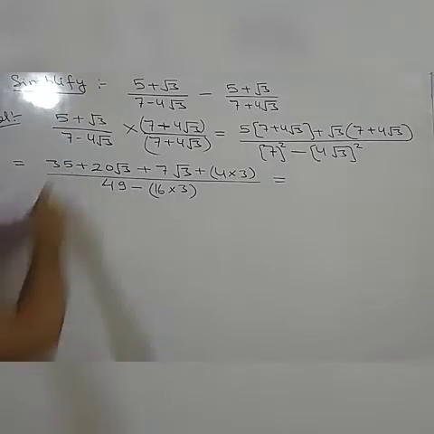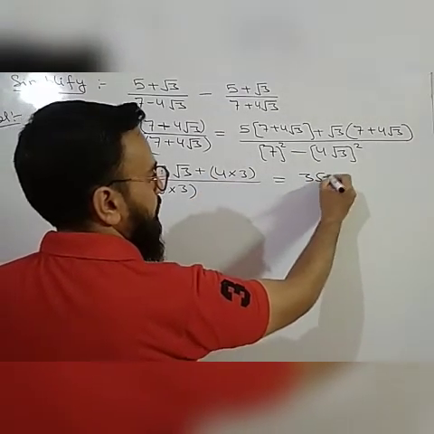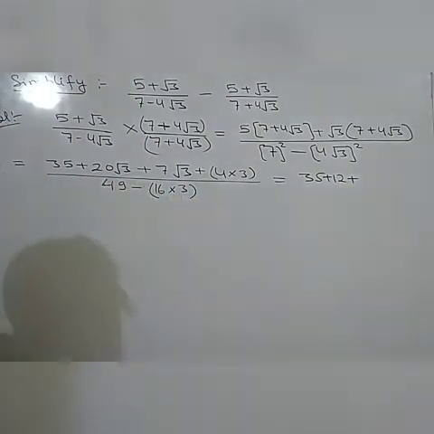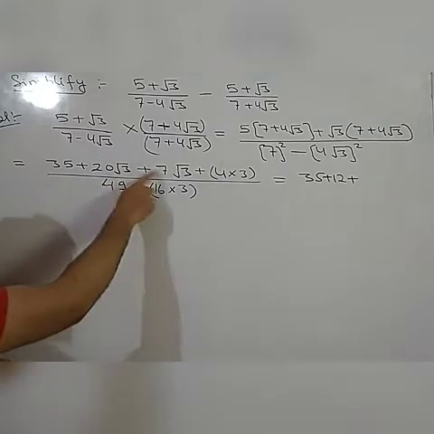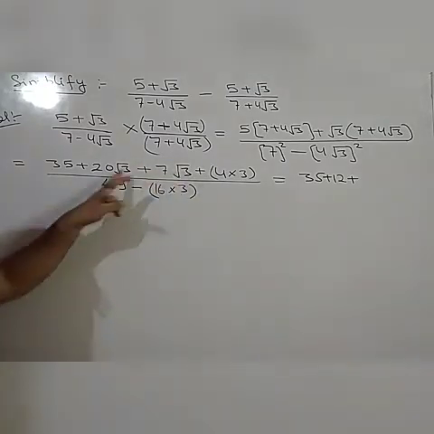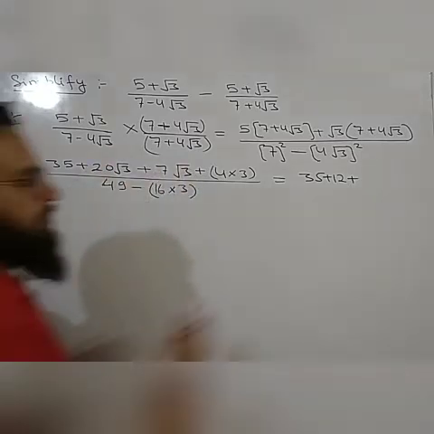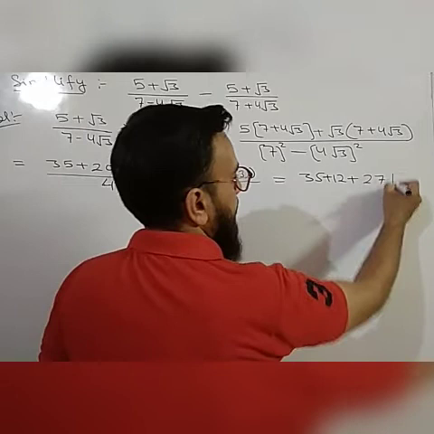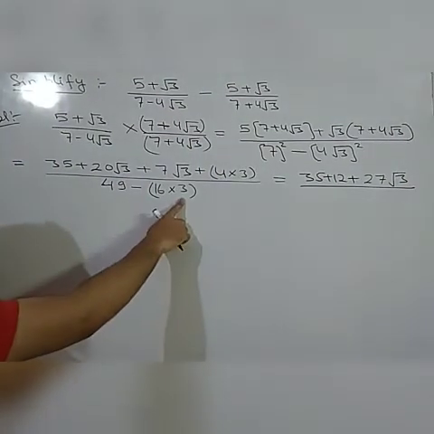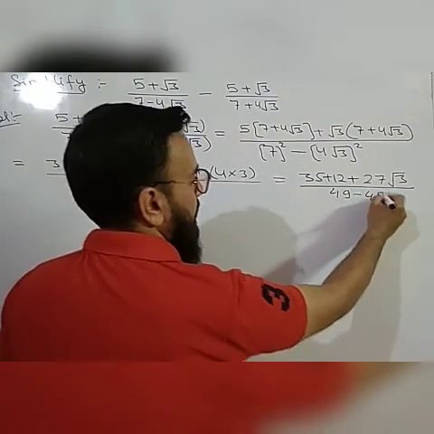In the numerator, 35 plus 4 3s are 12, so 35 plus 12 plus 20 root 3 plus 7 root 3. Now we can add these two terms because both have the same root, root 3. So 20 root 3 plus 7 root 3 we can write as 27 root 3. And in the denominator it is 49 minus 48, which will be equal to 1.